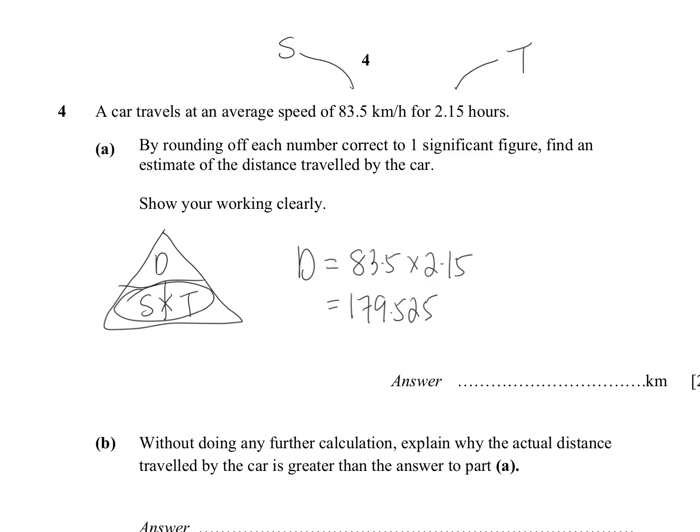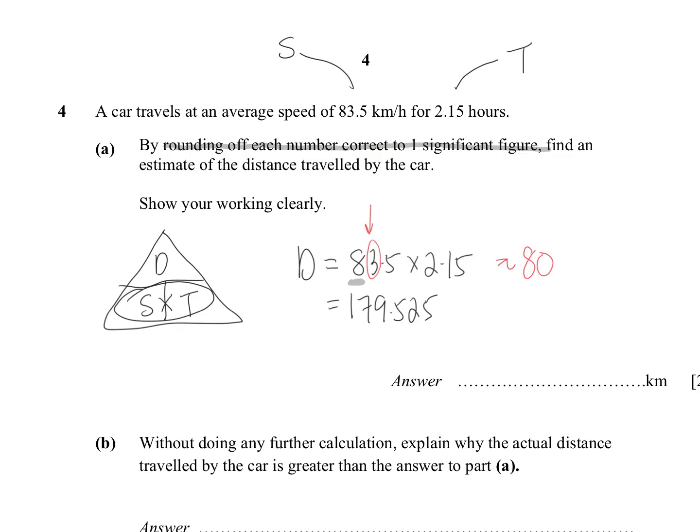Oh, but this question says round off. Okay, my bad. Round off each number correct to 1 SF. So 1 SF is here. Look at the number beside it. Since it's less than 5, we round down. So this one becomes 80. When you round down, it becomes 0. You cannot have 83 rounded off to 8. It doesn't make sense. So this one drops to 0.